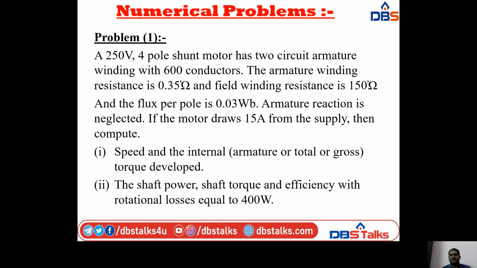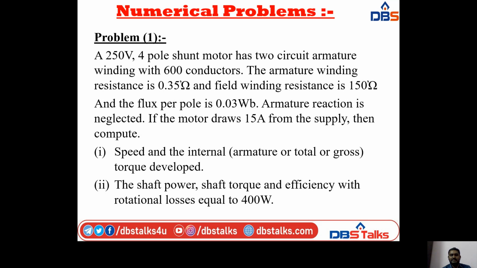And next, the second part is the shaft power, shaft torque, and efficiency with rotational losses equal to 400 watts. That means by using this data, we have to determine the speed, internal torque, shaft power, shaft torque, and efficiency with rotational losses equal to 400 watts. Here they give the rotational losses, that means variable losses. Before we compute these things, firstly we will note down the data from the given problem.